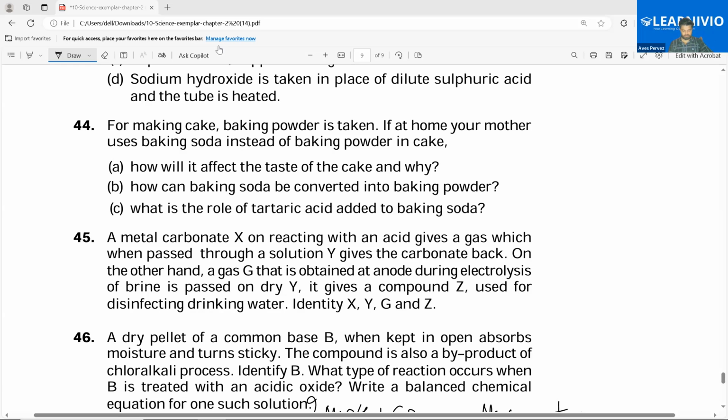Sir, X is excess calcium carbonate, CaCO3, and then Y is Ca(OH)2, and G is chlorine gas. Okay.